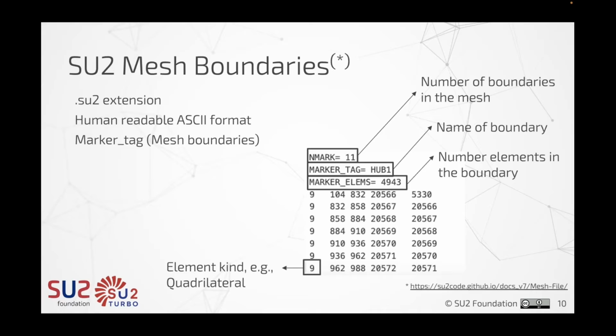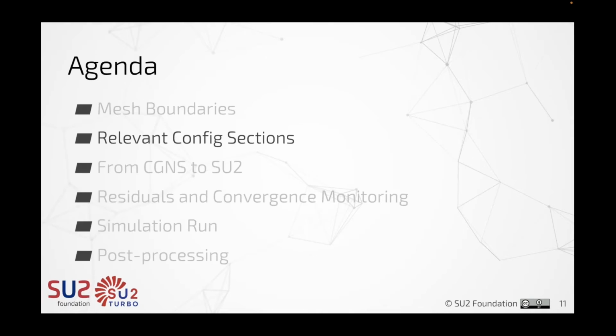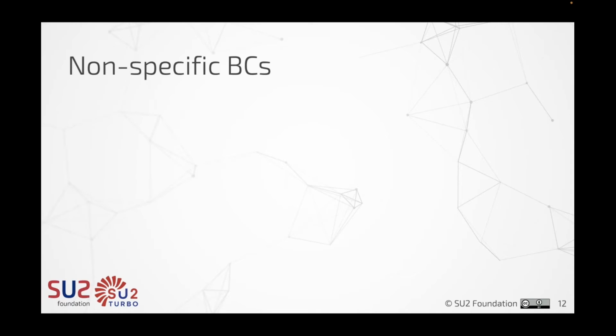So why are we wasting time to say that we have this marker tag? Well, these are important to us because, of course, when we will be applying boundary conditions to all the boundaries in the mesh, we'll be using these names of the boundaries just to identify them. So this being said, we can move to the config section.